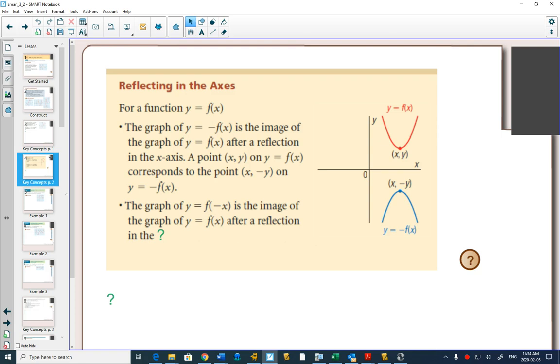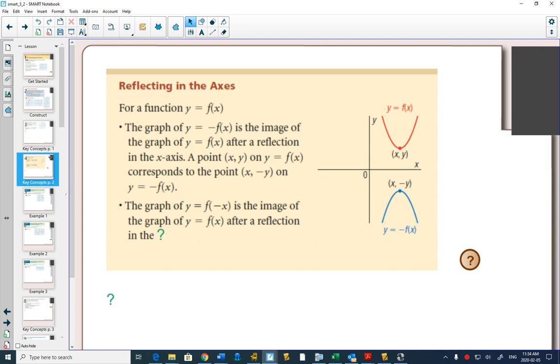And we'll call that a vertical reflection. And you'll start to notice that everything that happens outside of our function is always vertical, right? In the last part, if you added something on the outside, that moved it up or down. Now, if you have a negative outside of your function, that reflects it up and down. So everything outside of our function is vertical.